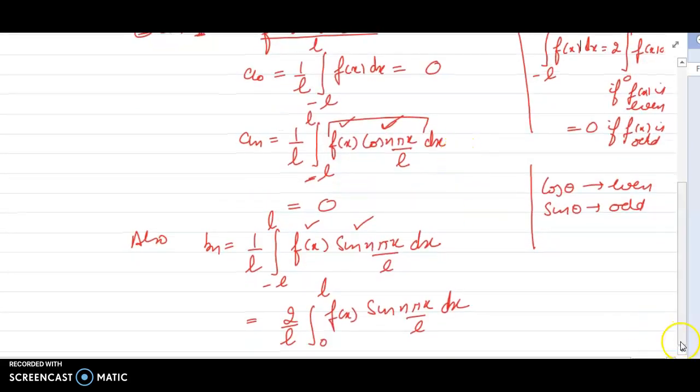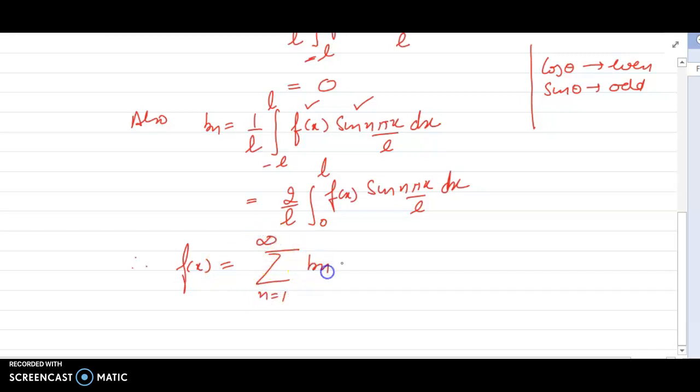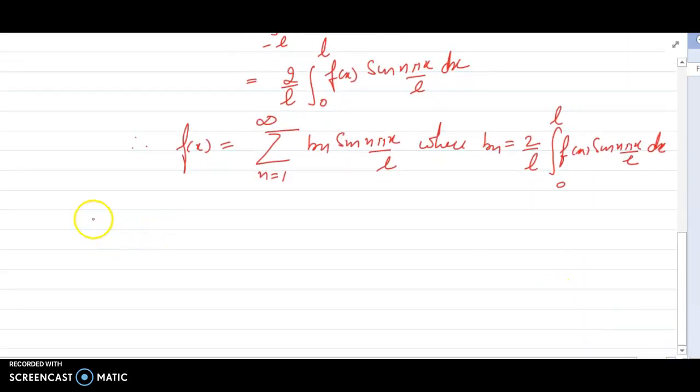Fine. So we have got the value of bn, and we have got the value of a0 and an as 0. Therefore our Fourier series will reduce to summation n varies from 1 to infinity bn sine of n pi x by L, where bn is given by 2 by L times integral from 0 to L f x sine of n pi x by L dx. This is our first case.